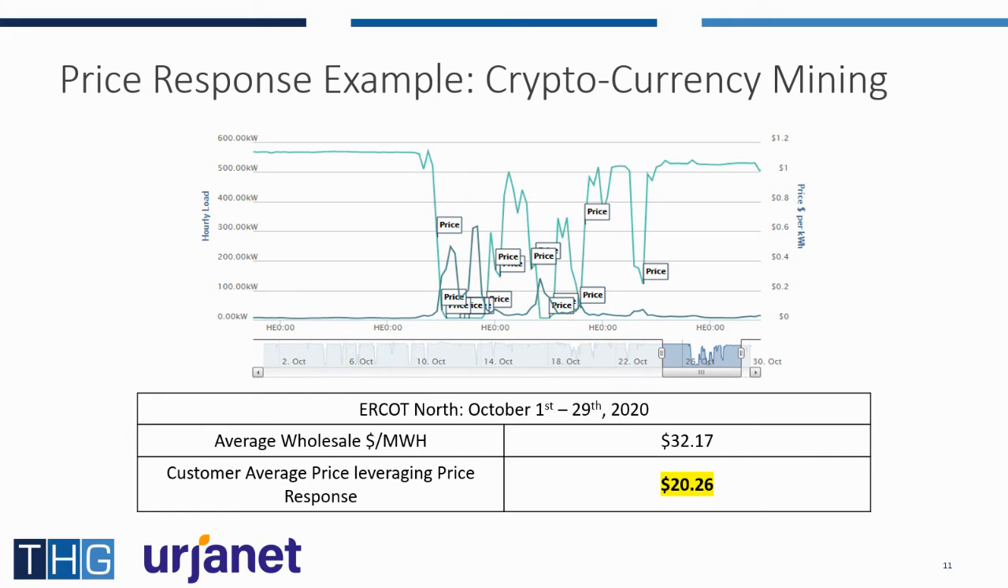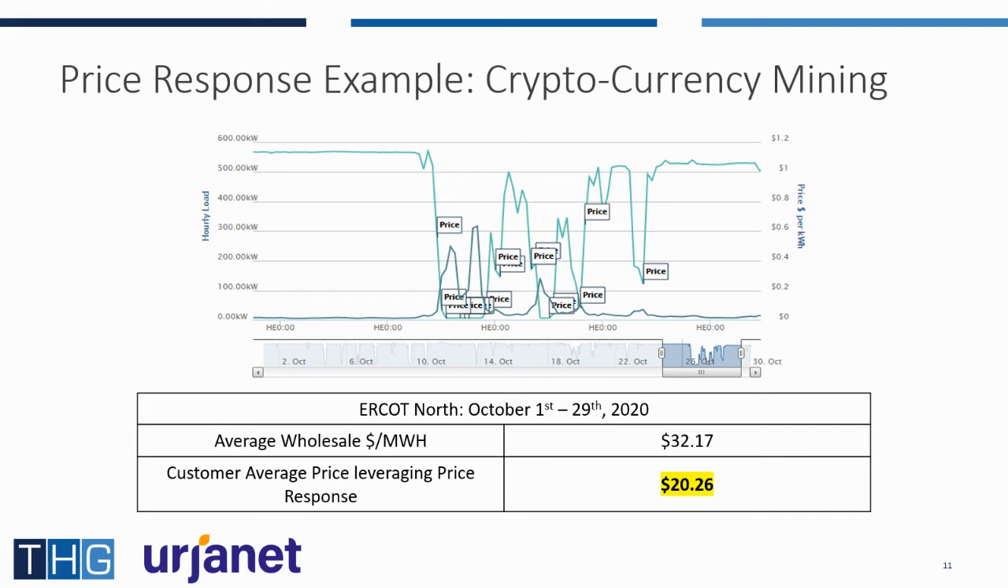To use a direct case study, here's an example from this month of a price response customer we have in the North Zone of ERCOT. It's a pretty interesting use case. This customer is mining cryptocurrency. While I'll admit there are very few customers who have the ability to adjust this amount of load on a regular basis, this goes to show the real benefits of tying load flexibility to market indicators. This customer's average price for power was over 35% lower than the average wholesale price for electricity this month.